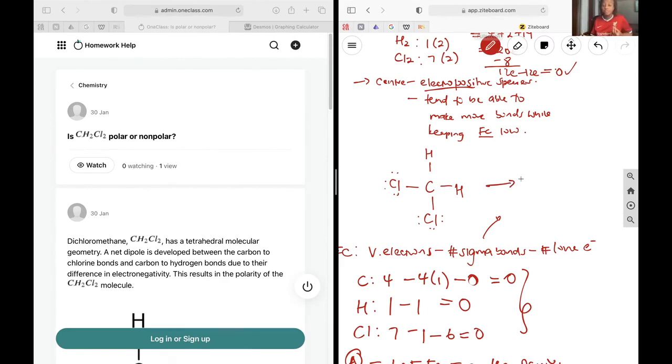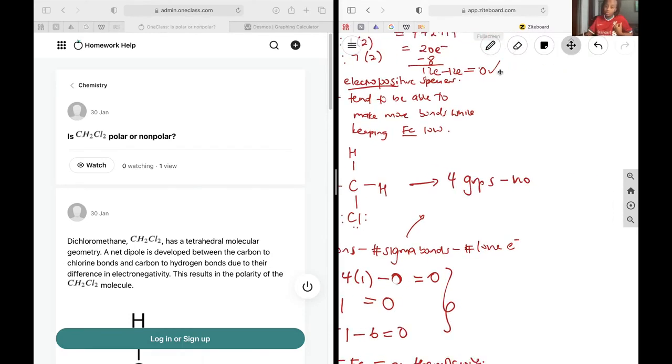So, to do that, I first need to count the number of terminal groups on my central atom. I have 4, and none are lone pairs.